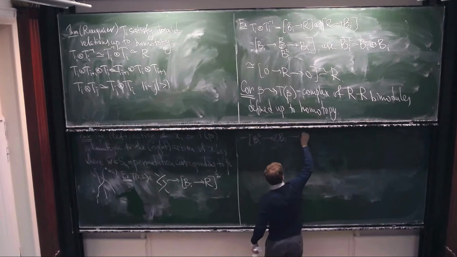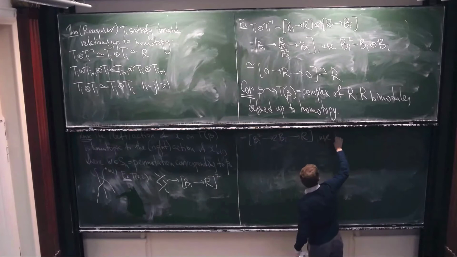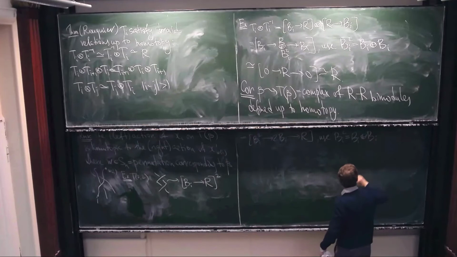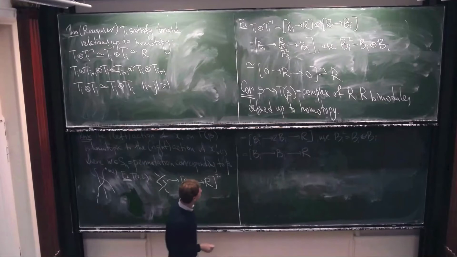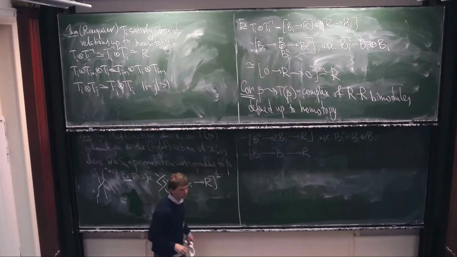And then again we use the fact that B_i squared is B_i plus B_i, and so we see that this is the same thing as this. If you want to keep track of the grading, then you actually put q here. It's not so important. So you can simplify the complexes.